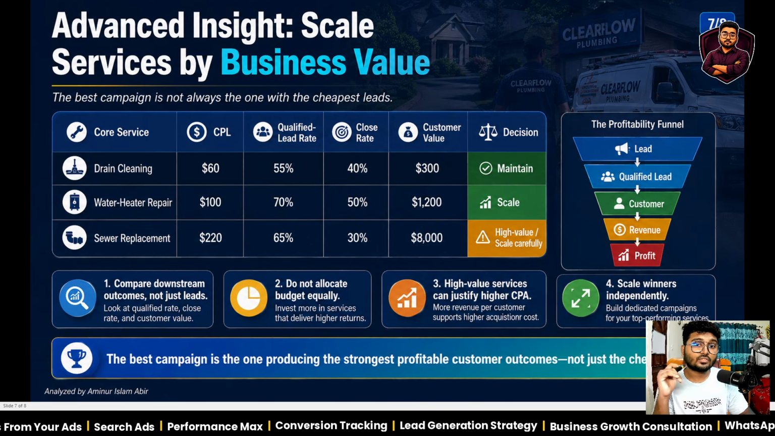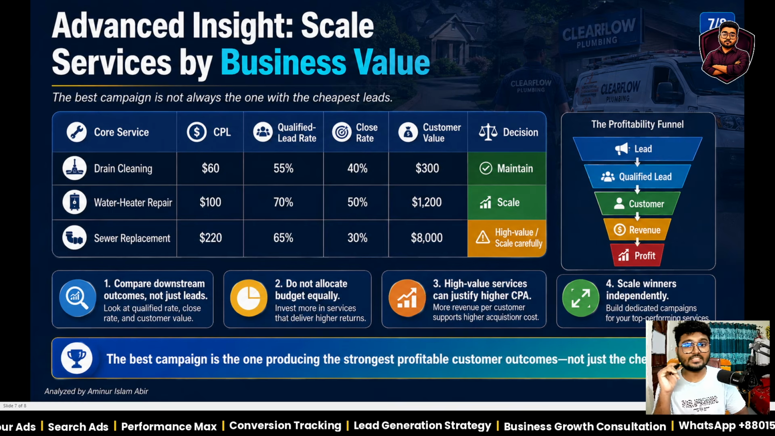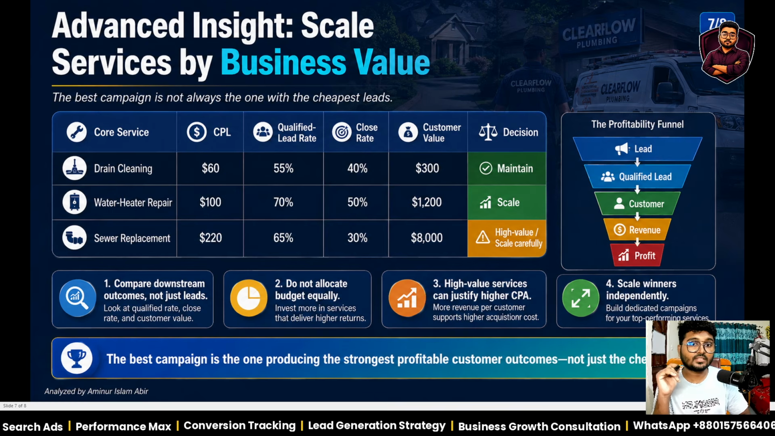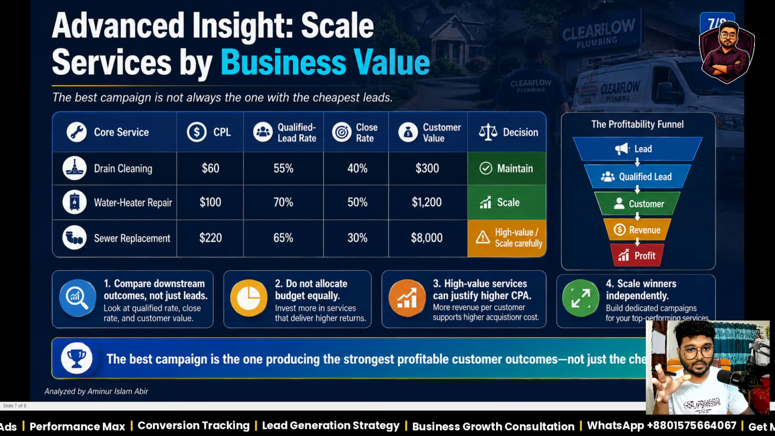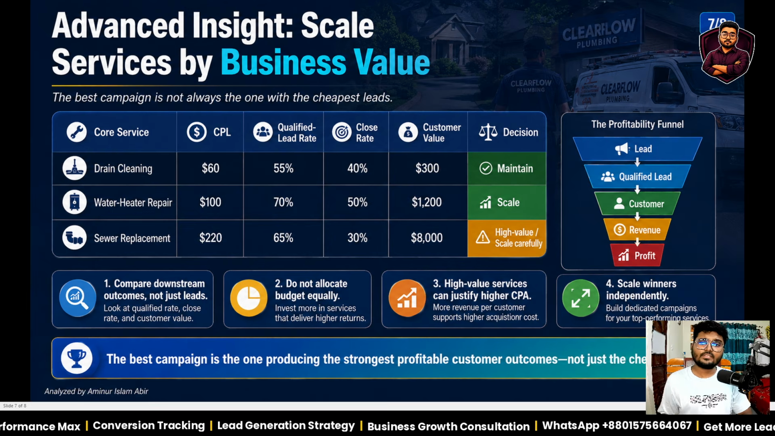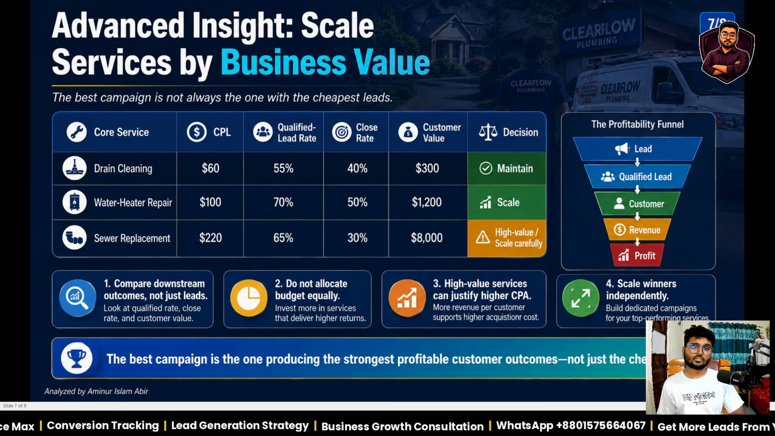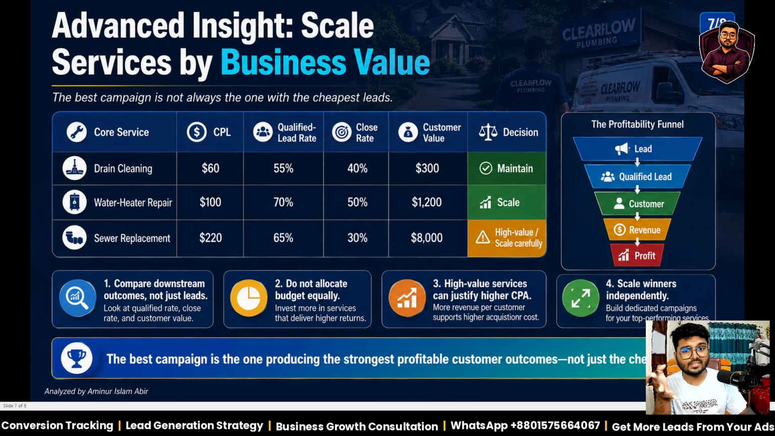The best campaign is not always the one with the cheapest lead. It is the one producing the strongest profitable customer outcome. Scale services independently using qualified customer economics, not a blended CPL.